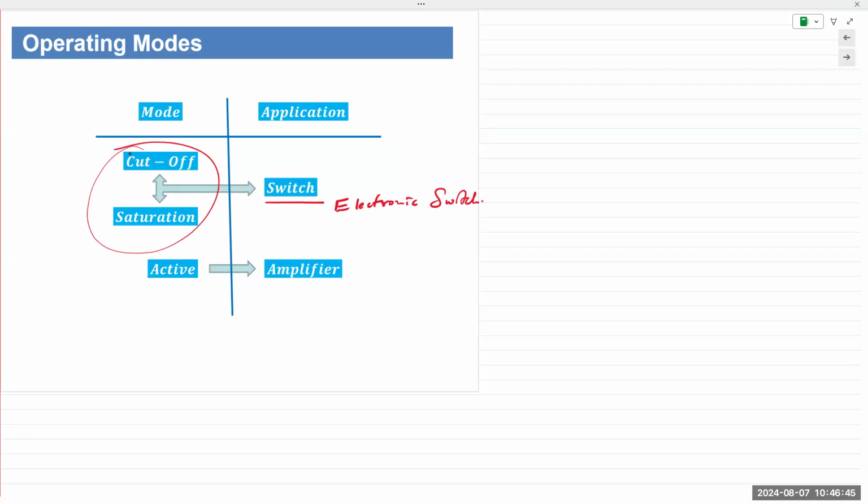And then between the two modes of operation, you have the active mode. The active mode is where you can use it as an amplifier. Remember, a small amount of current coming from the base is controlling the actual flow of current from the emitter to the collector. So the logic is that the small amount of current from the base will give shape to the emitter and collector currents.